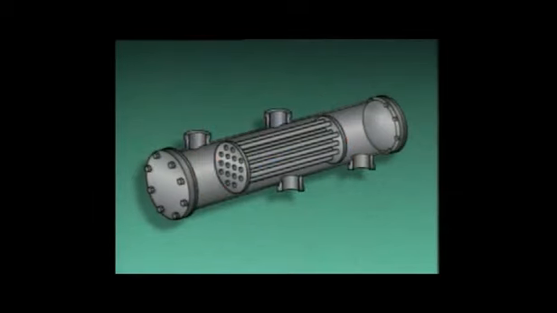In a cross flow heat exchanger, the fluids flow perpendicular to each other. The tube side fluid enters through this inlet, flows through the tubes, and exits through this outlet. The shell side fluid enters the shell through this inlet, flows across the tubes, and leaves the shell through this outlet.